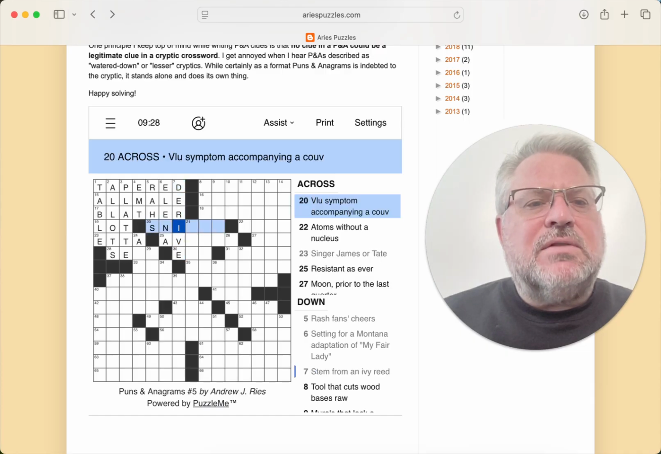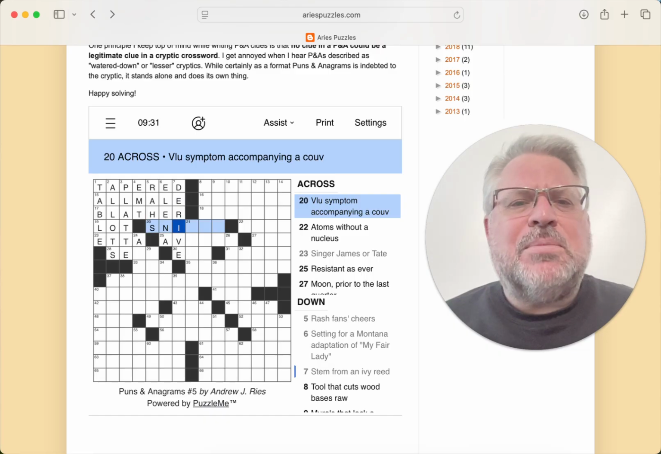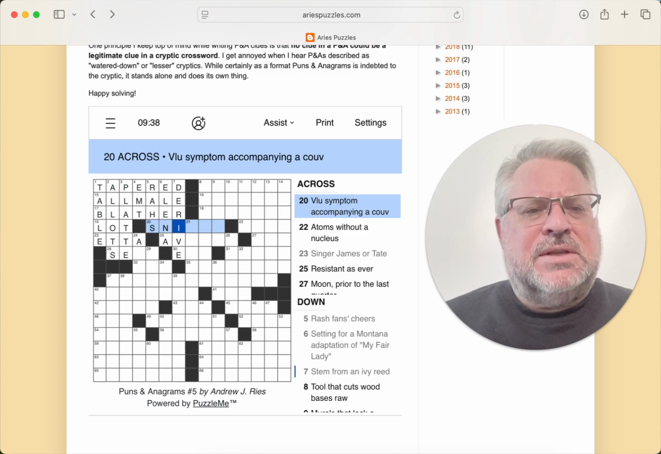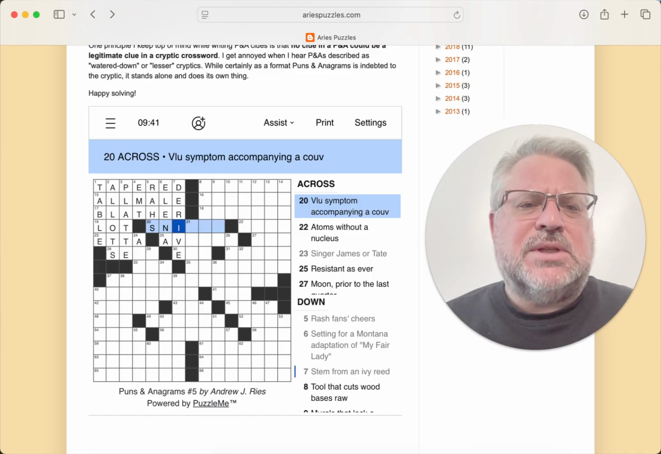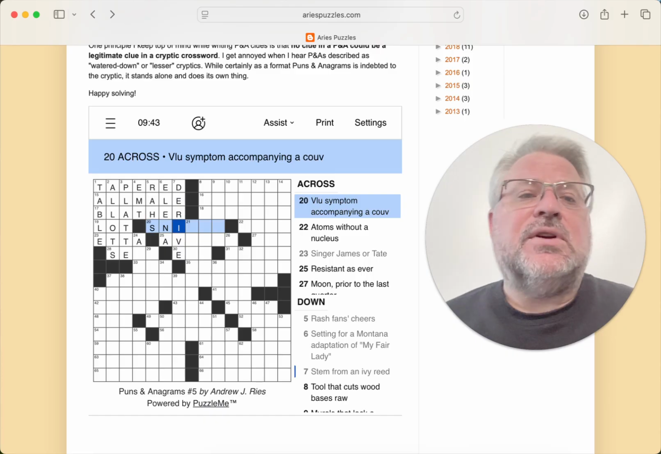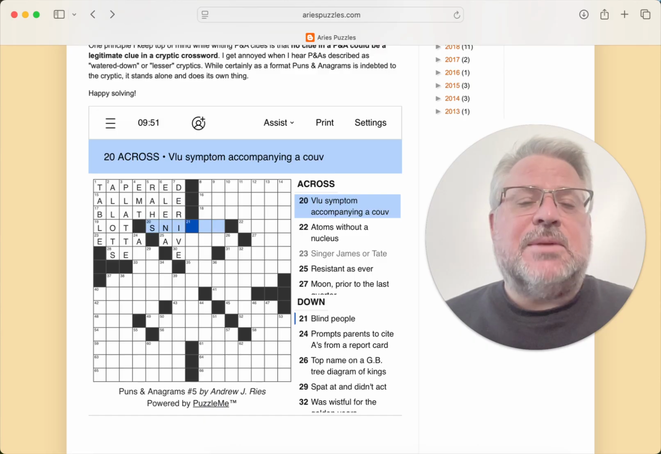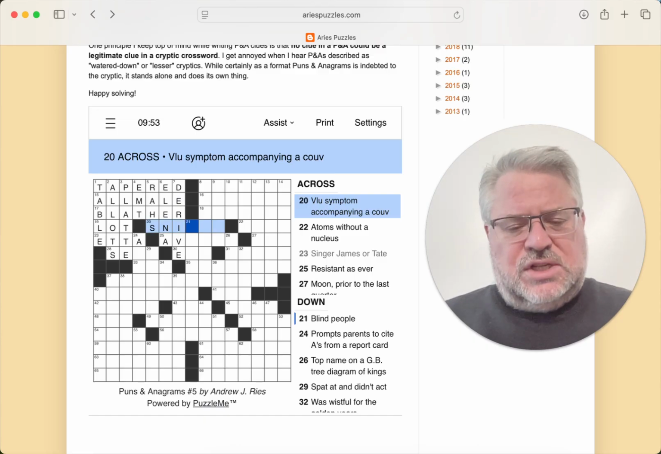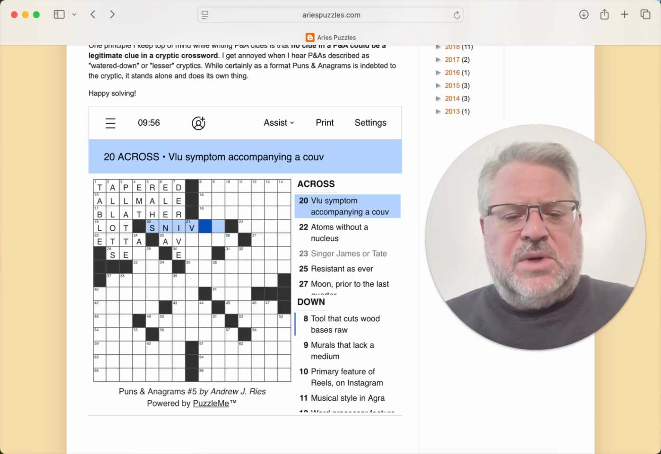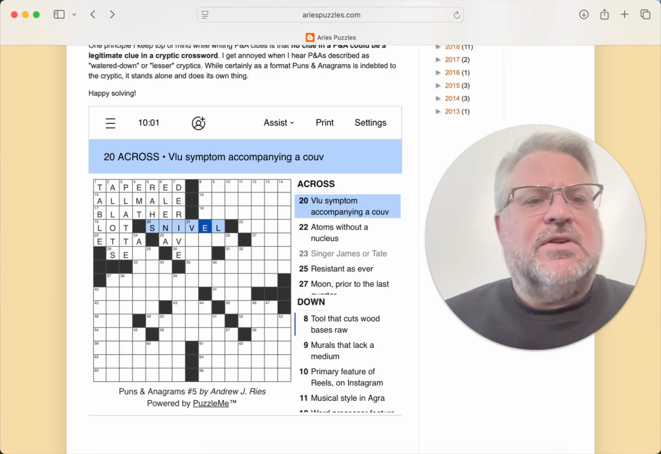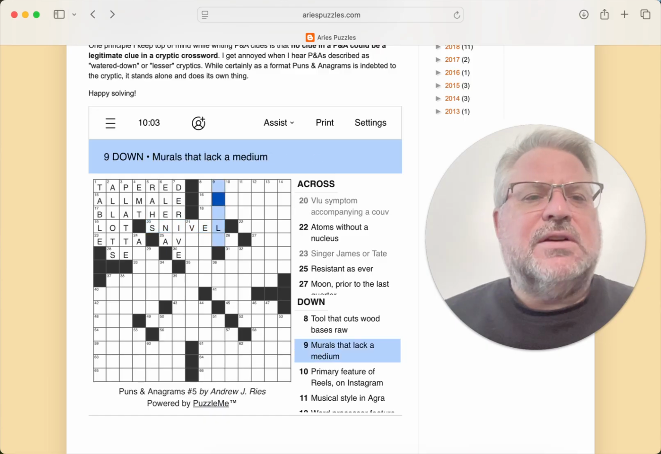20 across, flu symptom accompanying a cove. I don't know what that means. I assume it's flu symptom accompanying a cough. So we're changing an F sound to a V sound. So a flu symptom might be a sniffle. And if we change that F sound in sniffle to a V, we would get snivel, which is a valid English word. So snivel is a flu symptom accompanying a cough.